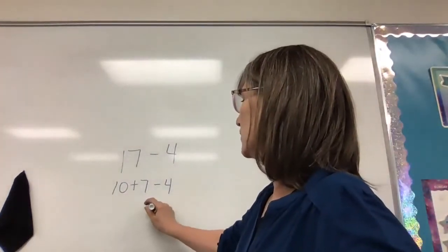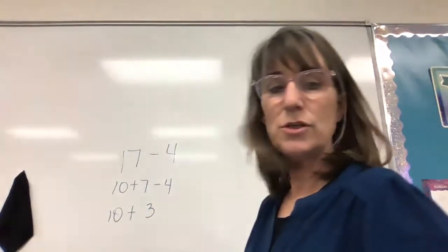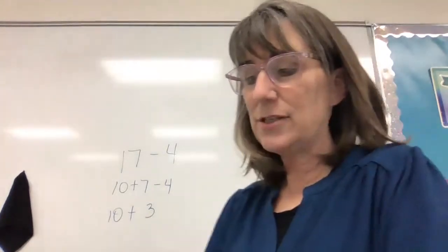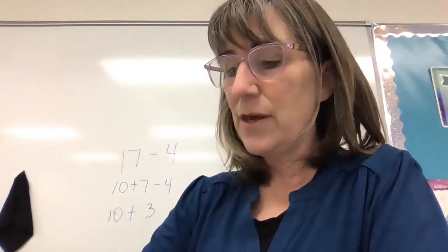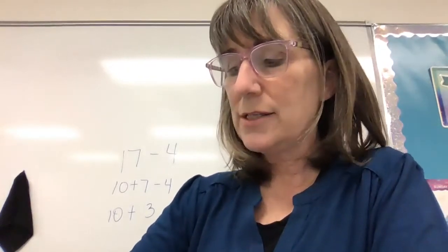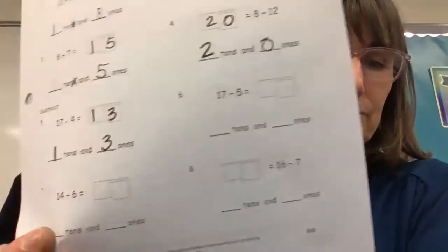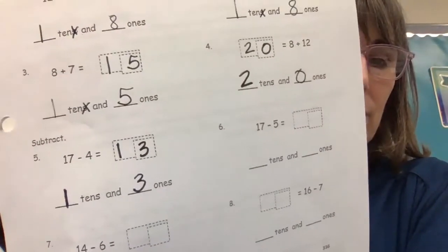7 minus 4 equals 3. And we still have our 10 right there. So 10 plus 3 would equal 13, wouldn't it? How many 10s are left? 1 10 is left. How many 1s are left? 3. So our answer is 1 10 3 or 13. Number 5.